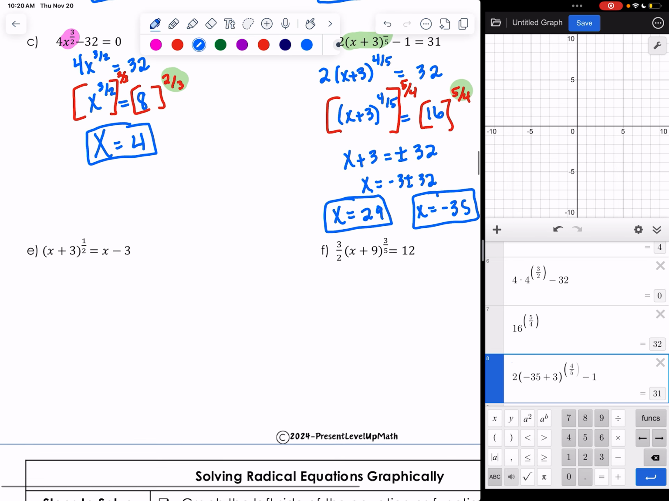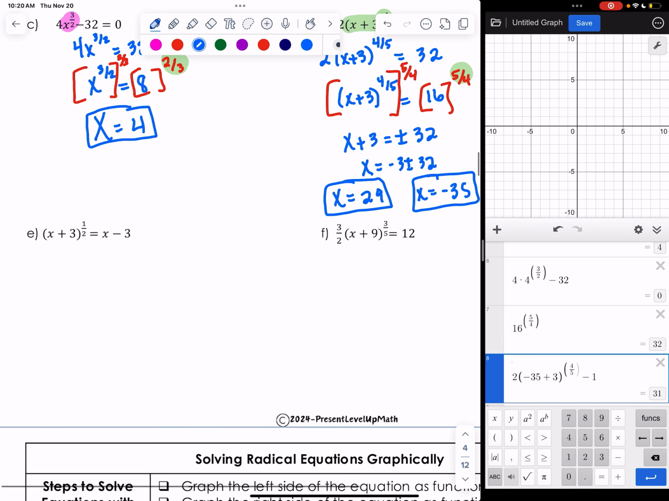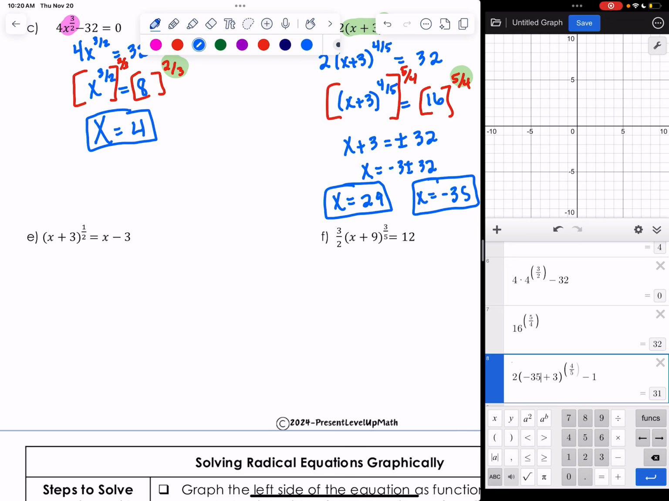All right. Our next problem, we have x plus 3 raised to the 1/2 power is equal to x plus 3. So in this problem, our expression is already isolated. So I can skip straight to the second step. Let me rewrite this here so I have a little room.